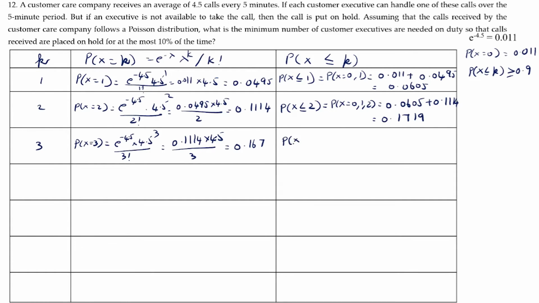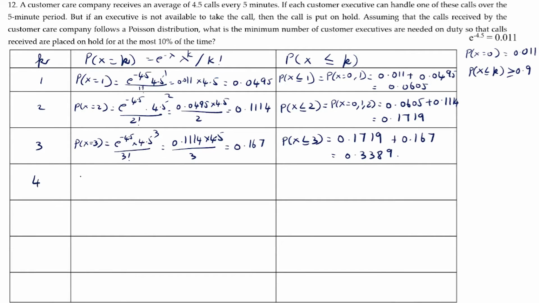Now here probability of x less than or equal to 3 will be probability of x equal to 0, 1, 2 and 3. Probability of 0, 1, 2 is 0.1719 plus 0.167. Now when we add, we get it as 0.3389. Still it is not more than 0.9. Still we have to proceed.